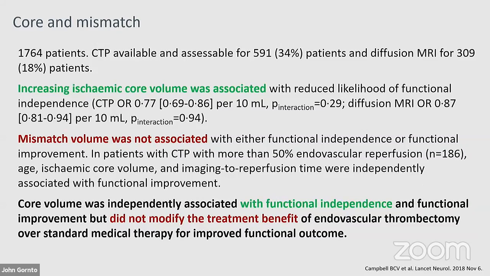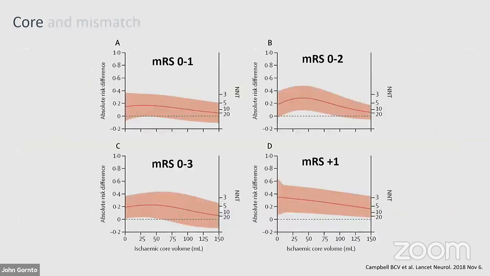So the larger the core, the poorer the outcome, but it did not modify the treatment benefit. And it really depends on the way you analyze this perfusion imaging to actually show this. This is a bit complicated, but it's just illustrating how the different outcomes, or the probability of good outcomes and the risk differences are modified by your expectations.